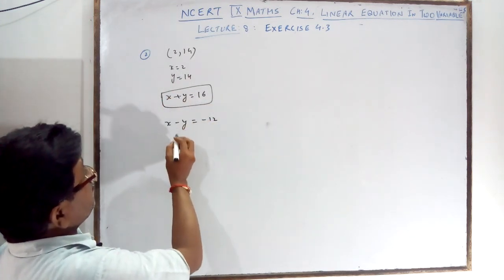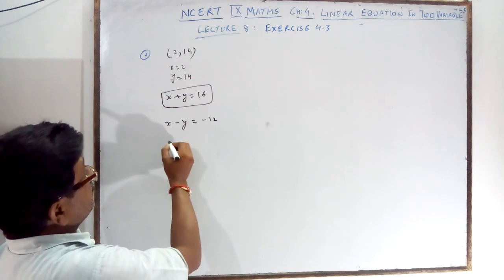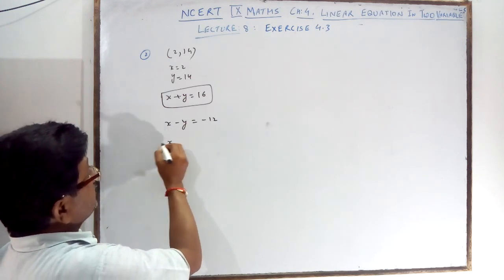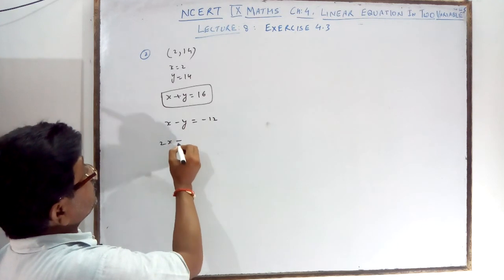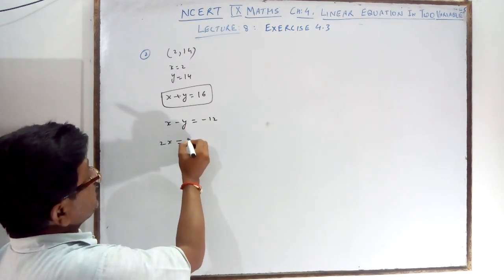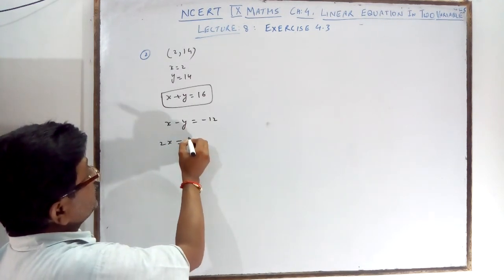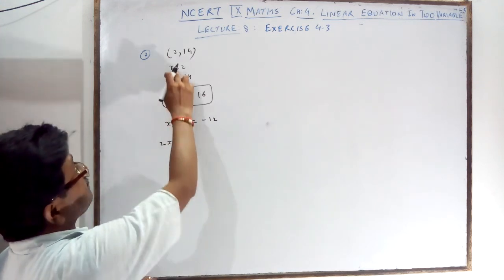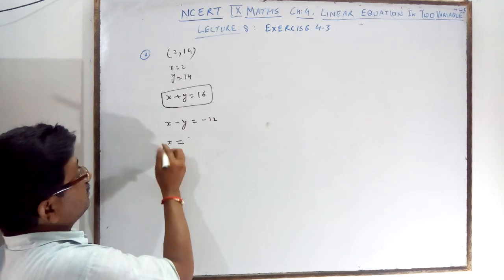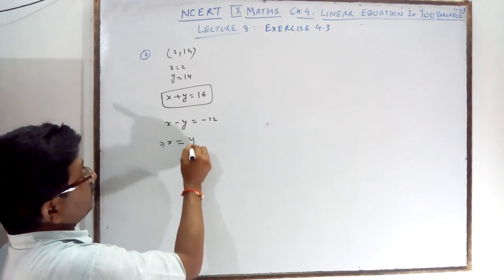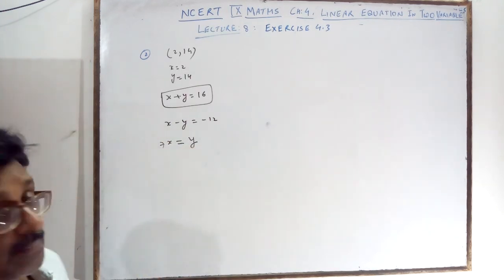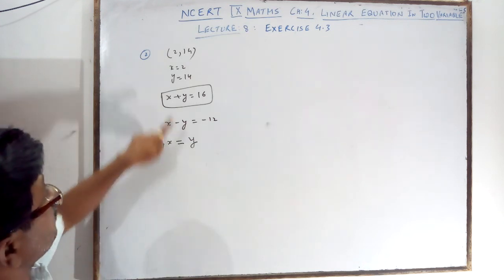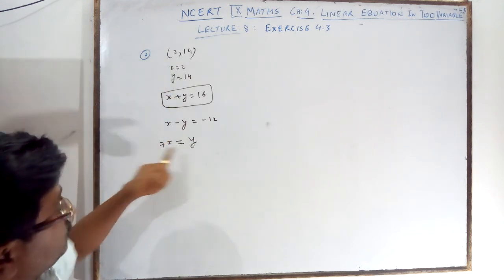And you can write 7x is equal to y. 2x means what is x? x is 2, and 7 times 2 is 14. 7x is equal to y. It is your one more equation. 7 times 2 is 14, 14 is equal to 14.